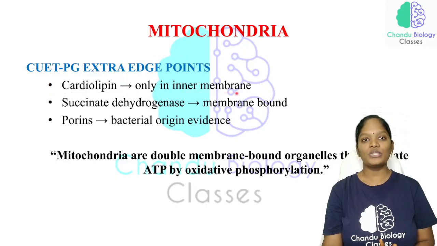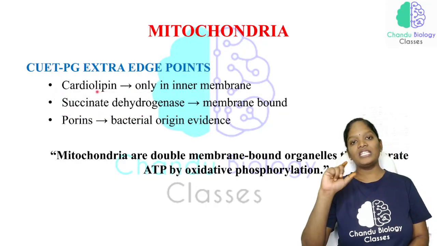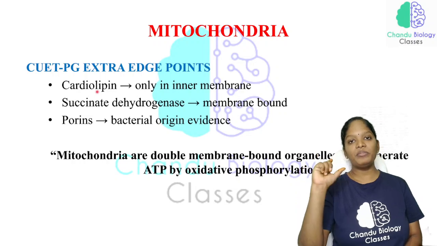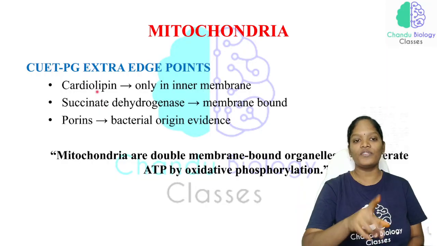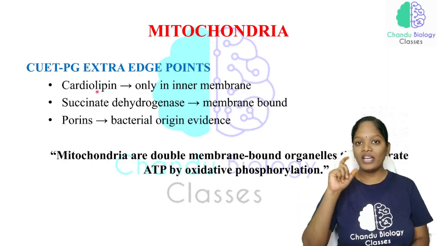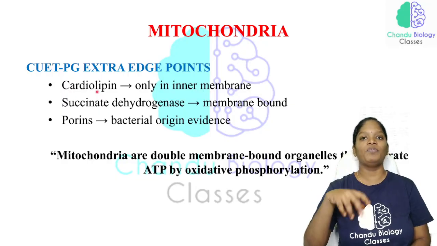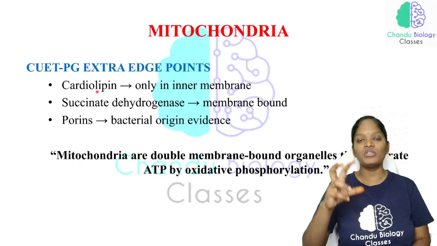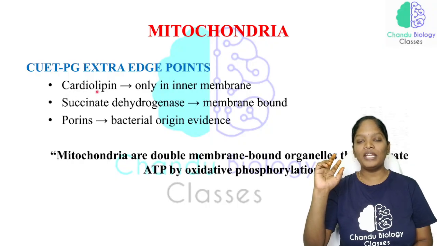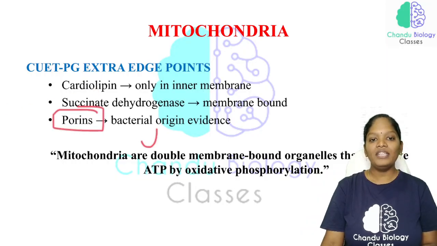Just make a note of it. This is very important. See here the succinate dehydrogenase complex. What we have studied before is that the enzymes required for the Krebs cycle will be present in the matrix region. There is an exemption: succinate dehydrogenase. Why? Because succinate dehydrogenase is a membrane-bound enzyme. It has the capacity to survive in the membrane region, so that is why it is present in the inner mitochondrial membrane. Okay, porins is the one bacterial origin evidence.